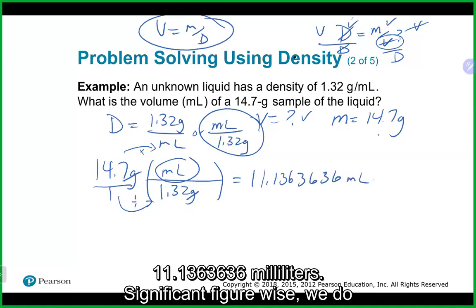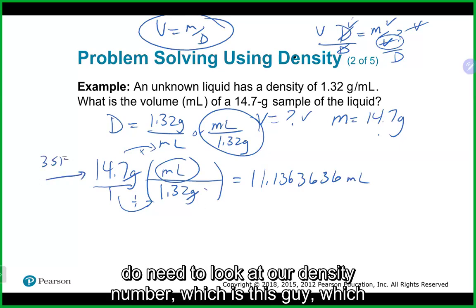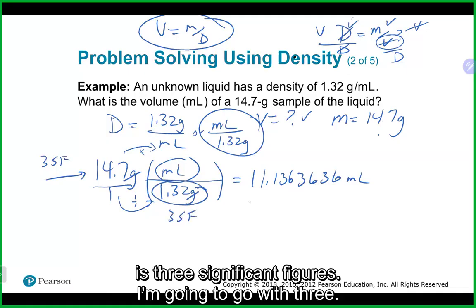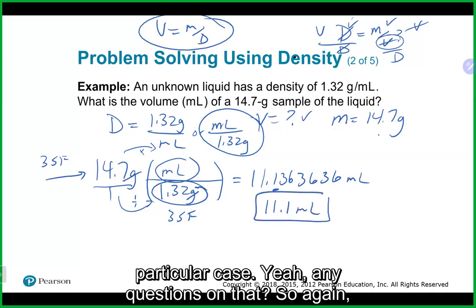11.1363636 milliliters. Significant figure wise, we do need to look at our grams, which is 3 significant figures. We do need to look at our density number, which is this guy, which is 3 significant figures. I'm going to go with 3. Seems to be a winner there. 11.1 milliliters in this particular case. Yeah. Any questions on that?